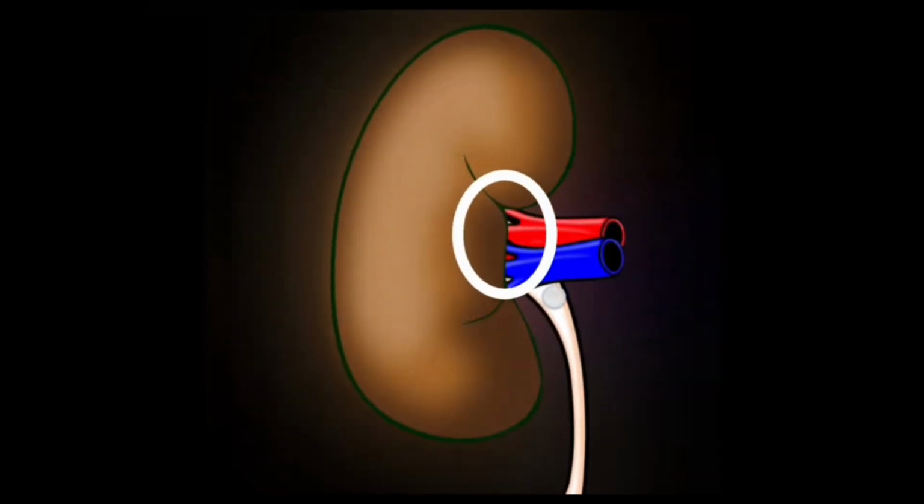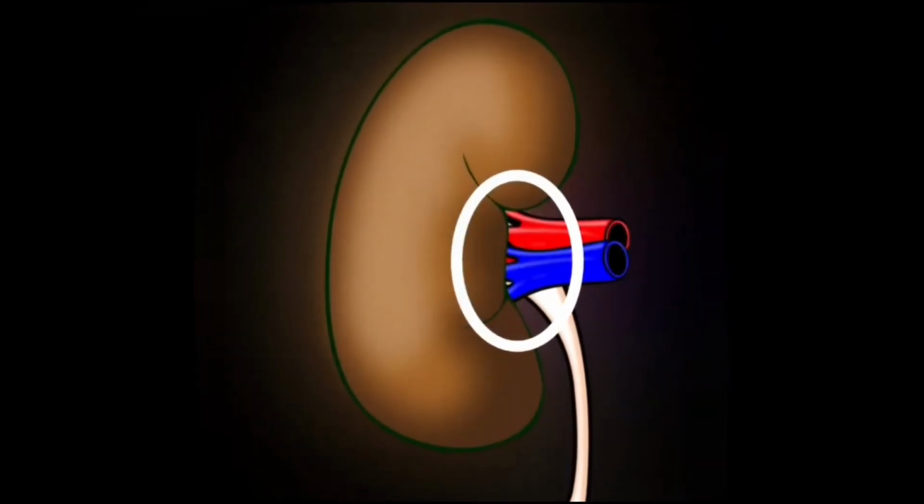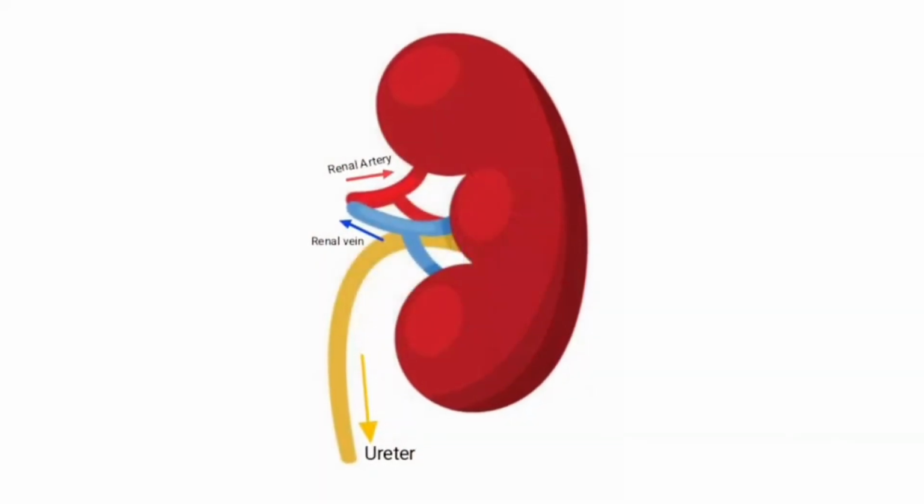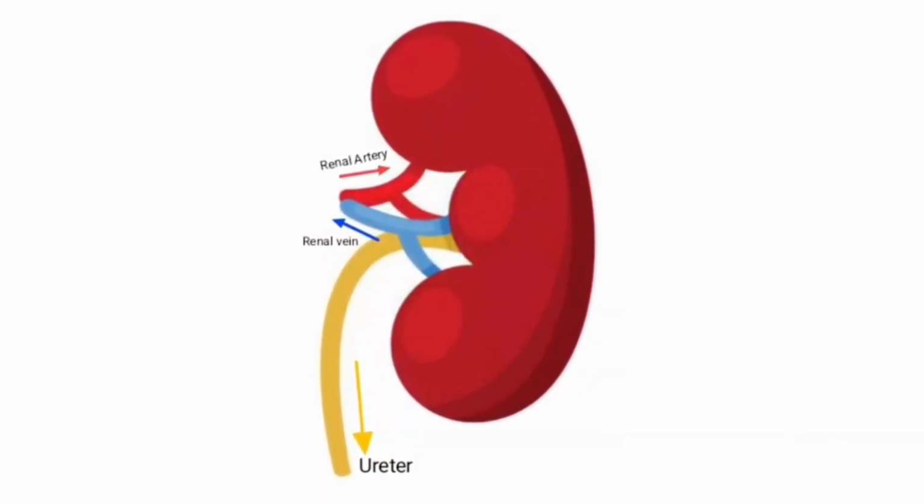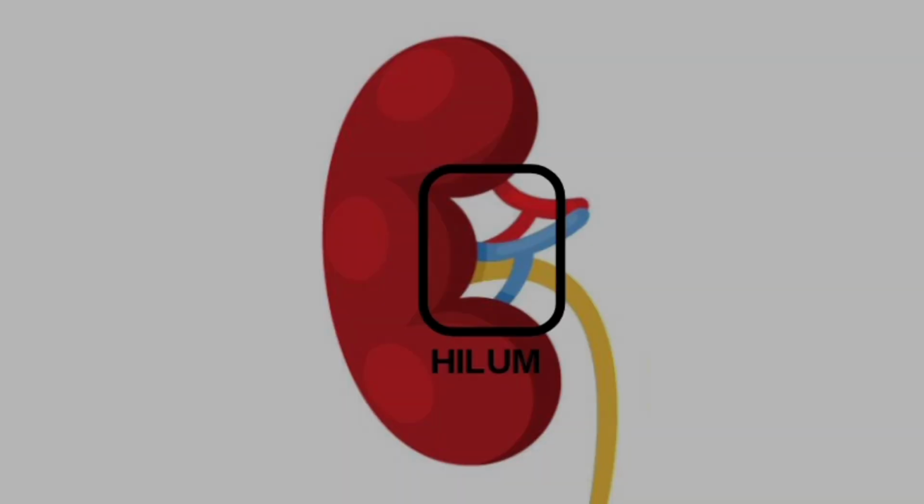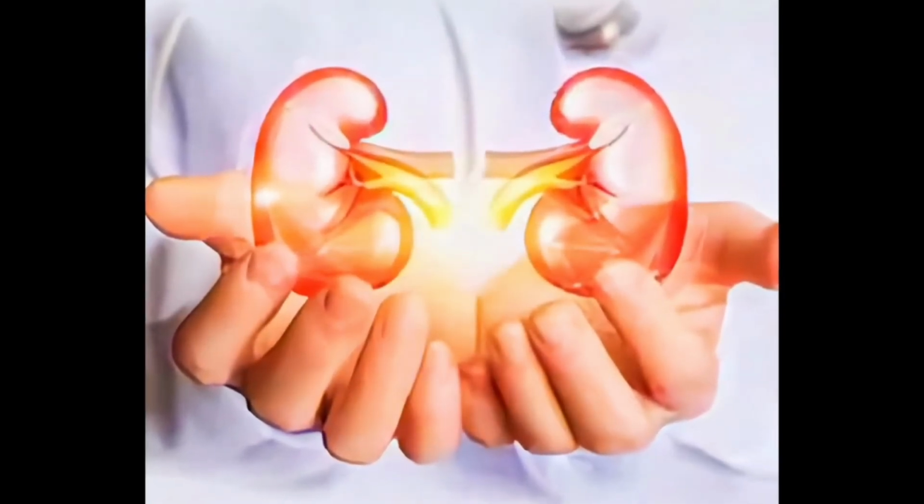The concave side has a longitudinal opening or a depression in the middle where the nerves and renal artery enter and the renal vein and ureter exit the kidney. It is called hilum. Kidney has three major regions. They are renal cortex, renal medulla and renal pelvis.